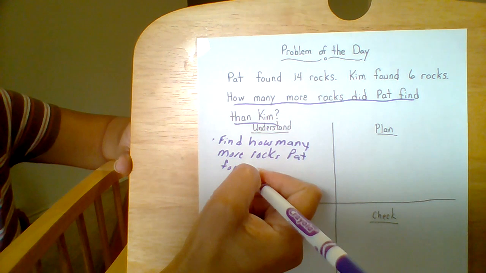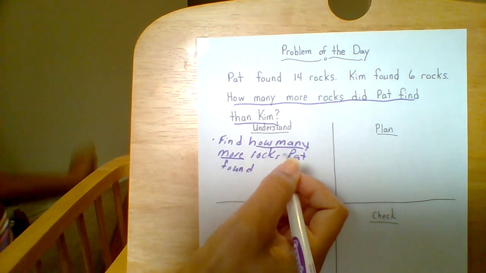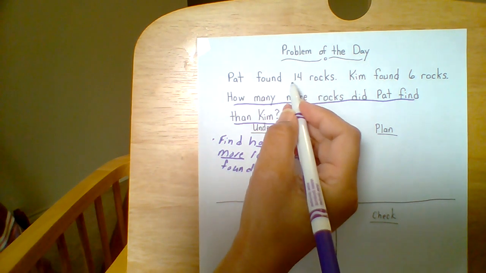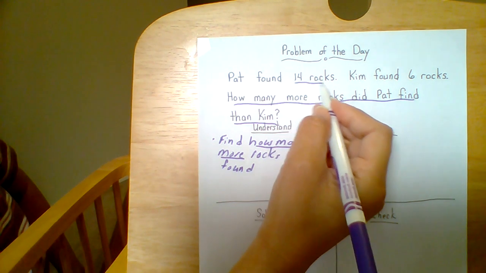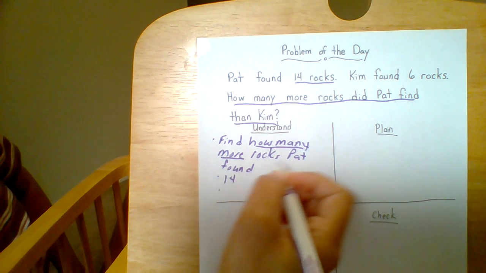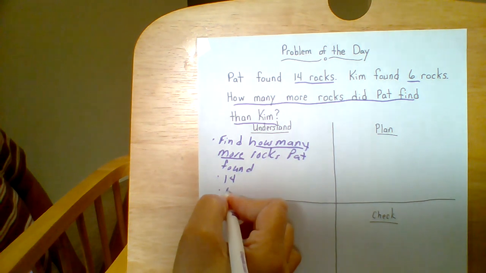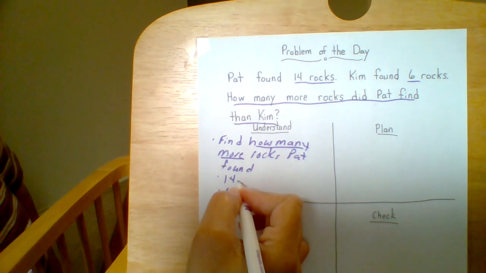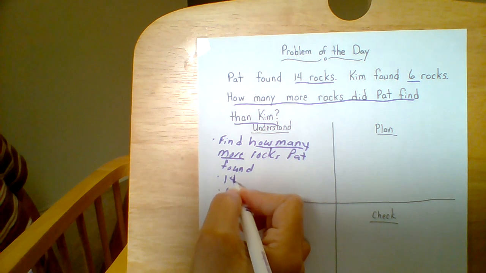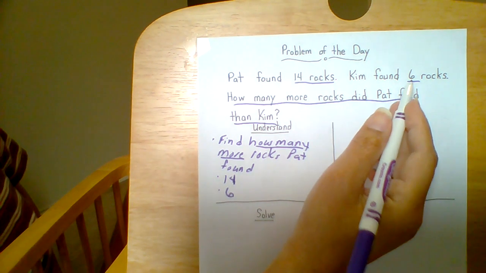If I'm looking at the words how many more, I already see that I'm going to be comparing. I'm going to have to compare these rocks that they found. Pat found 14, so that is one piece of information that I need to include. And I also need to use the number 6. So I found 14 and 6. So we're comparing how many more Pat found than Kim.